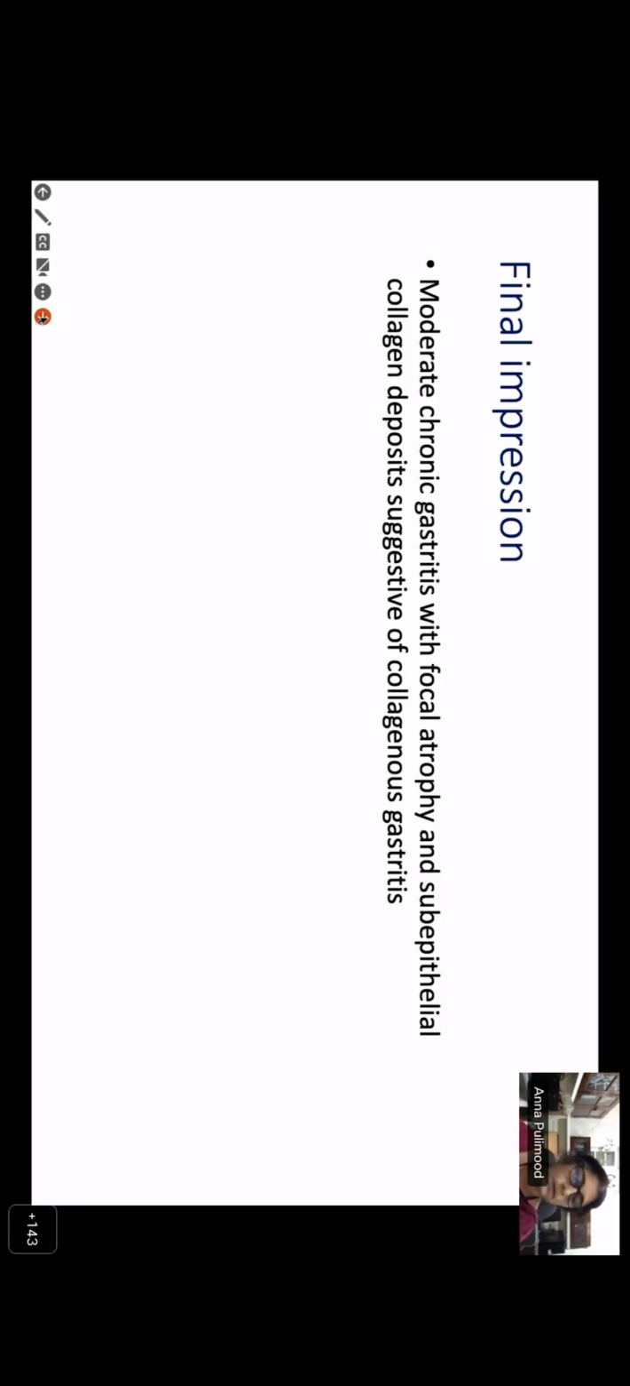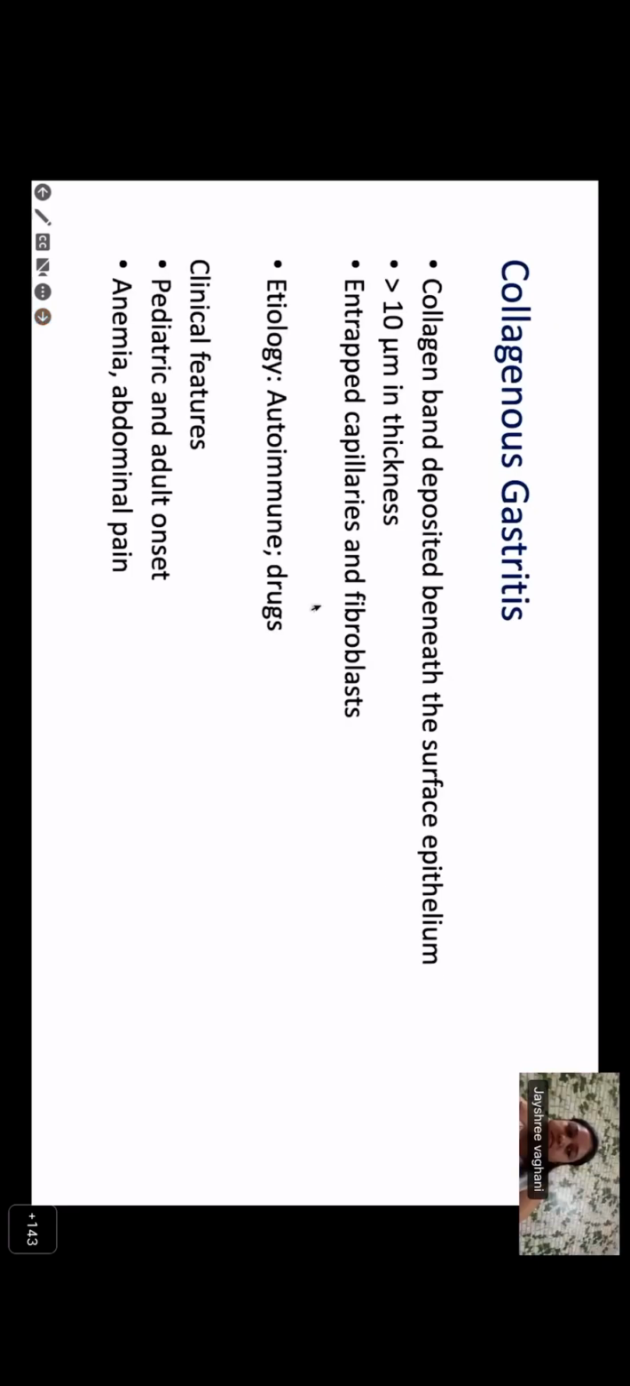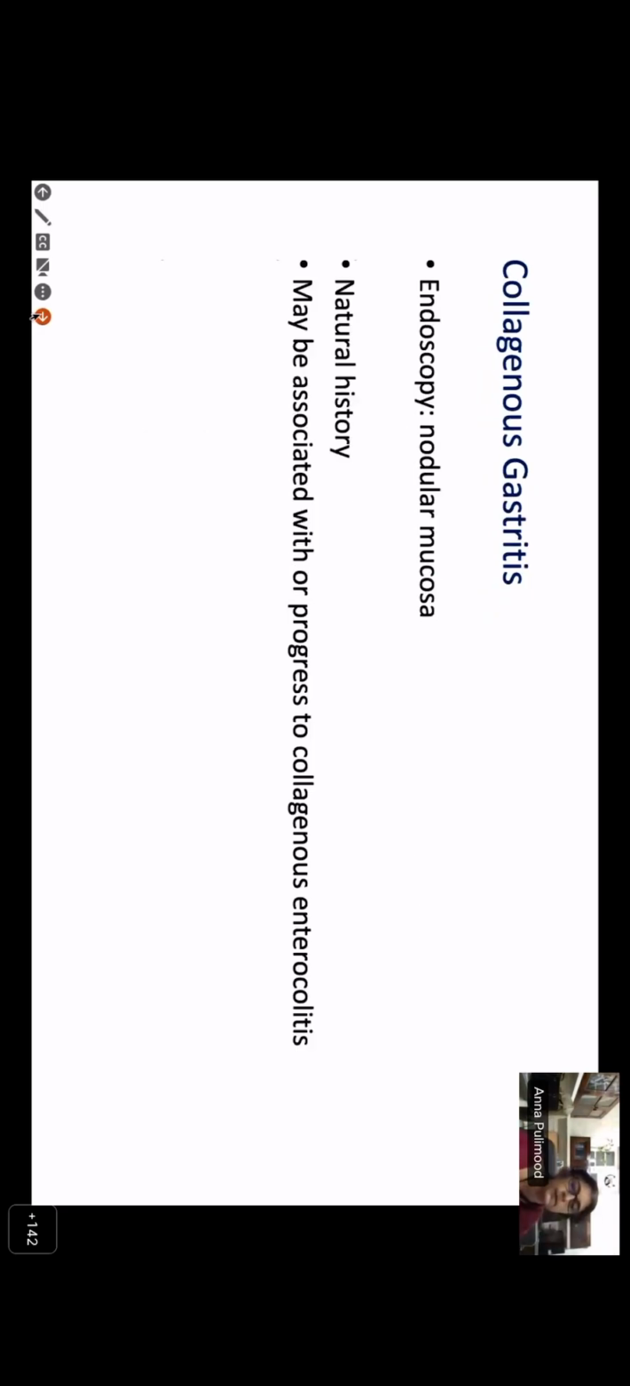Okay, so you diagnose collagenous gastritis only if the band is more than 10 microns thick. It has to have entrapped capillaries and fibroblasts. And it comes because of an autoimmune condition or because of drugs. There are two different types in children and adults, often presenting with anemia or abdominal pain. On endoscopy, you see a nodular mucosa. And it can progress, often it progresses.